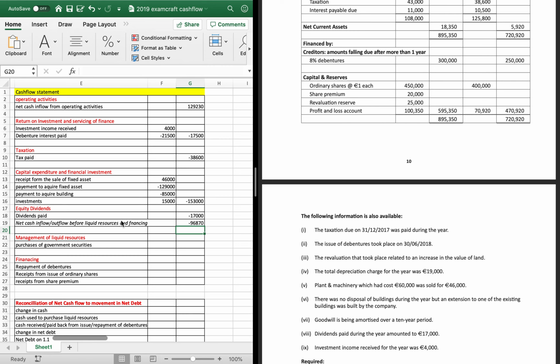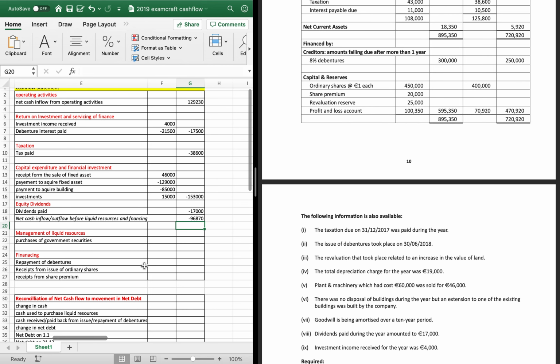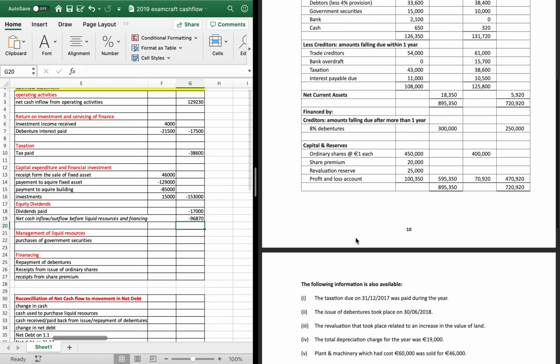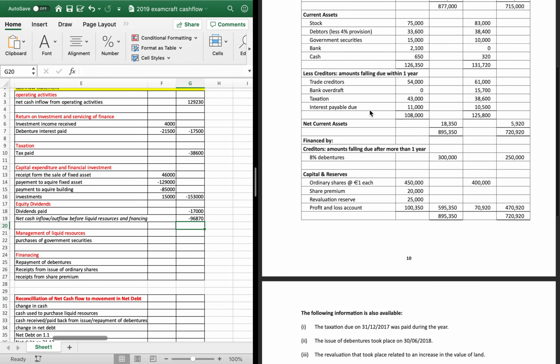That is an outflow of 96,870. Government securities to finish it off. Government securities have gone from 10 to 15, so there's an increase of 5. We pay government securities, so they're assets. Then we look at our debentures. We haven't repaid debentures, we've issued debentures.